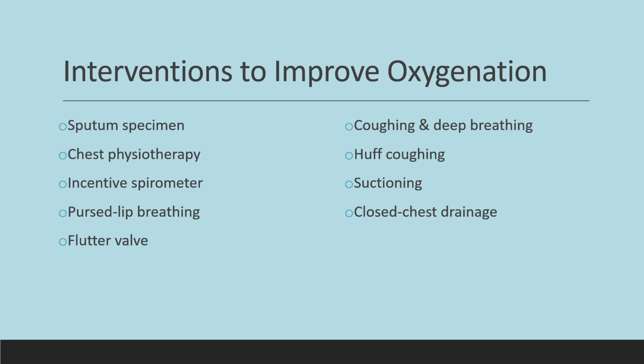Closed chest drainage. This is a chest tube that is inserted into the pleural or mediastinal space of the thorax. This is used to drain blood, fluid, or air, and the goal is to facilitate lung expansion and restore normal intrapleural pressure. Following insertion, the chest tube is connected to a 3-chamber drainage system.